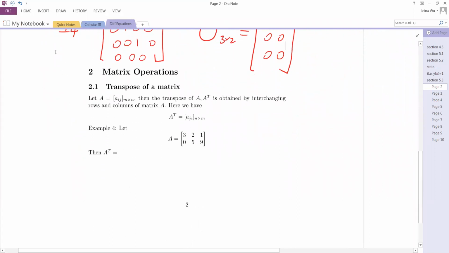Next, let's talk about how you do operations on matrices, right? So, matrix operations. First of all, the easiest operation you can do is transpose a matrix, okay? If matrix A is n by n, then the transpose of A, which is simply denoted by A transpose. Or do you guys recall another notation for transpose?